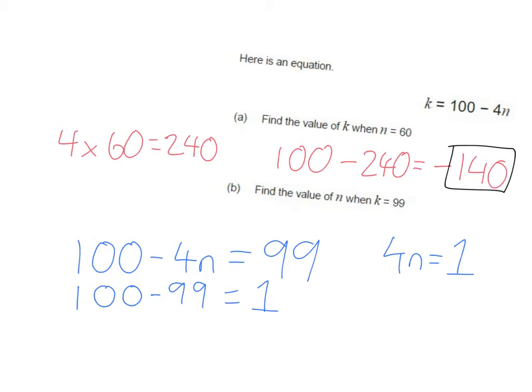4 times something is 1, which means if I can divide 1 by 4, I've got the value of n. 1 divided by 4, that's half and half again. So half of 1 would be 0.5. Half of that would be 0.25. There we go. The value of n is 0.25.